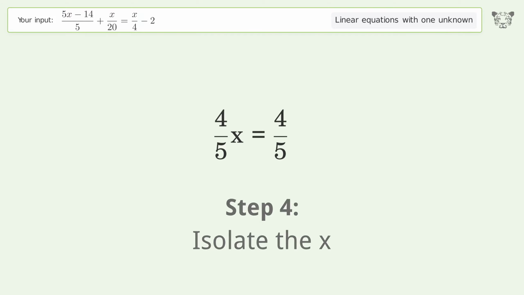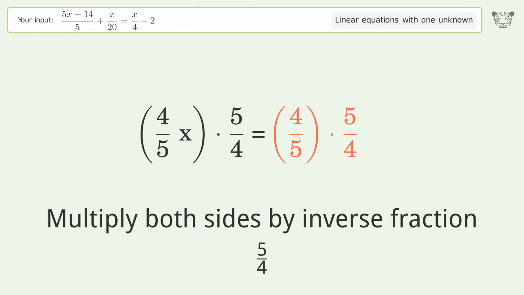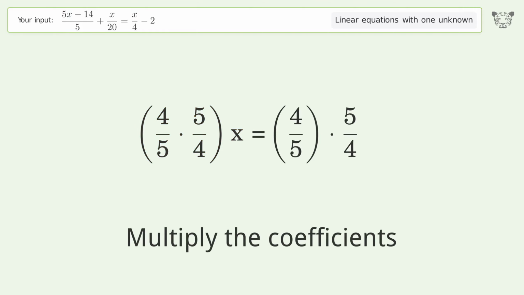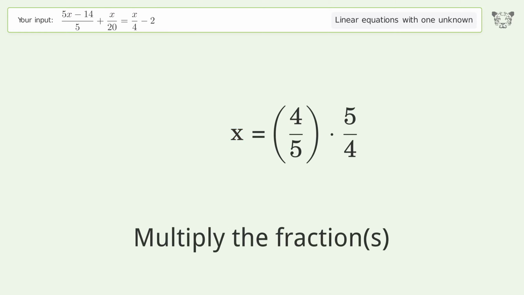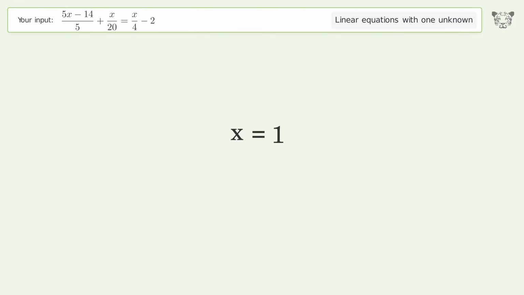Isolate the x. Multiply both sides by inverse fraction 5/4. Group like terms. Multiply the coefficients. Simplify the fraction. Multiply the fractions. Simplify the fraction. And so the final result is x equals 1.